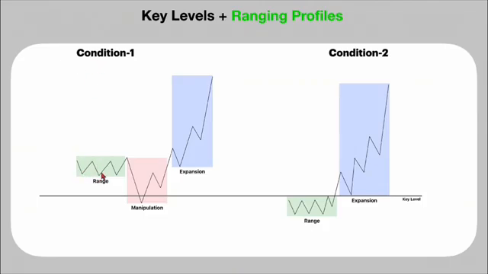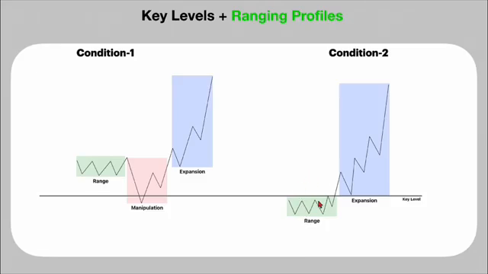The first scenario is when price forms a range, but that range ends without testing any key level. The key level could be an order block, a breaker block, or even a high or low. When this happens, we expect a manipulation profile to form. This manipulation profile will be responsible for testing that key level. Once it does, we'll wait for the manipulation to end, and afterward, we'll anticipate an expansion profile in the opposite direction.